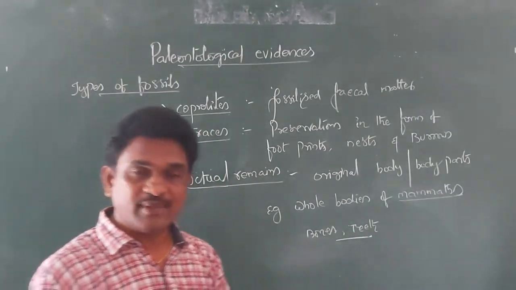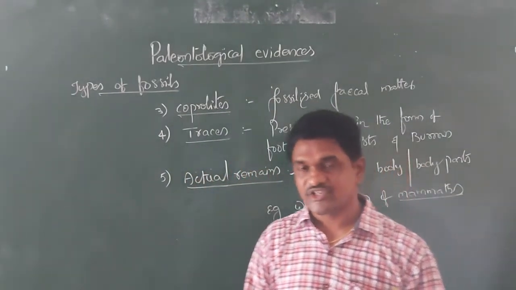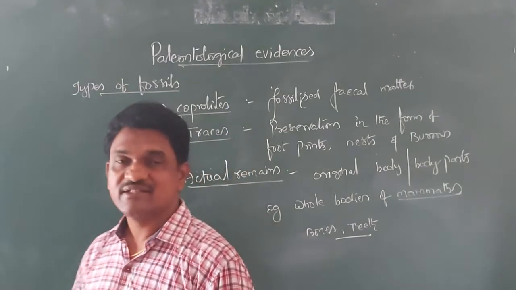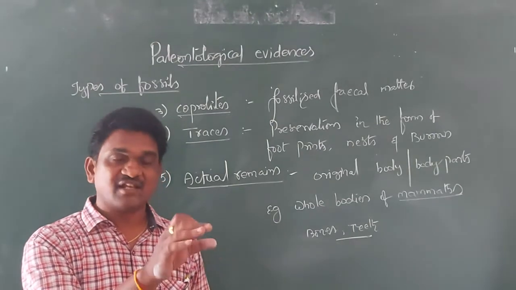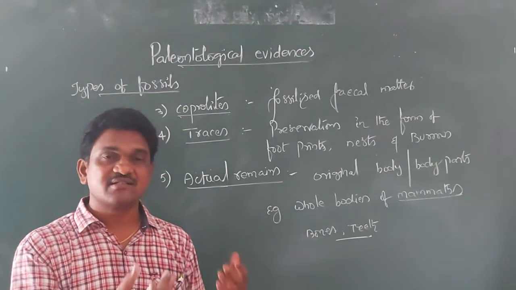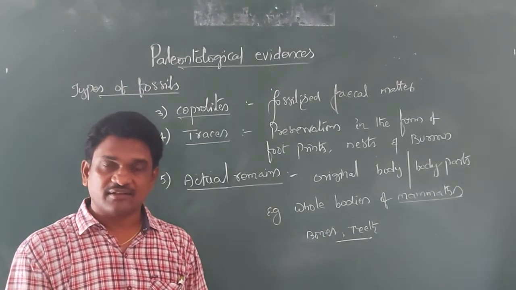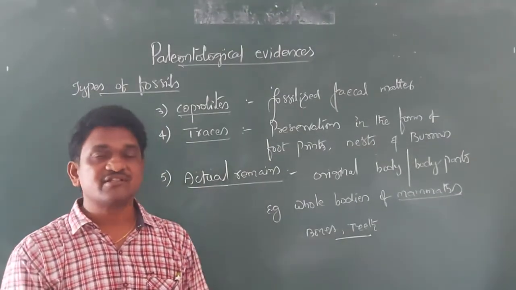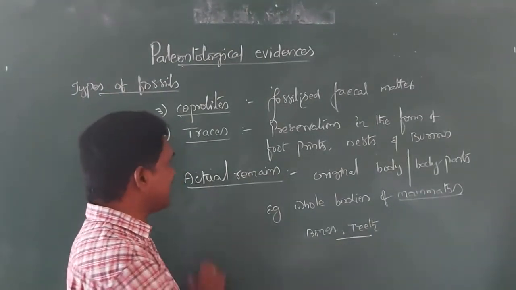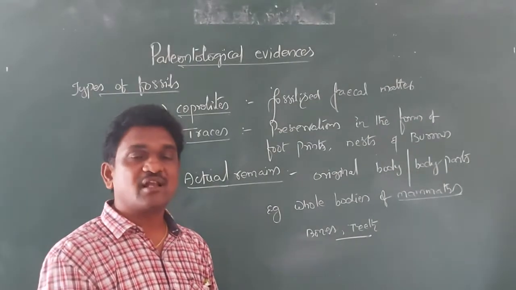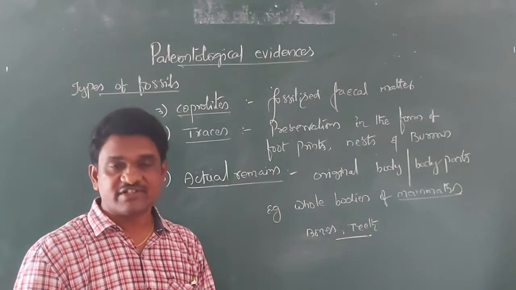Casts, which are nothing but cavities left in the sediment after decomposition of the organism. Next, mold. If mineral material is deposited in the cast in the sediment, it assumes the shape of the organism that died there. That type of filling in the cast is called a mold. Coprolites, fossilized fecal matter, and actual remains. These are original whole bodies or body parts. Okay, various types of fossils.